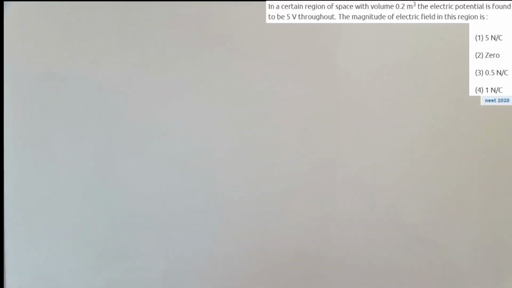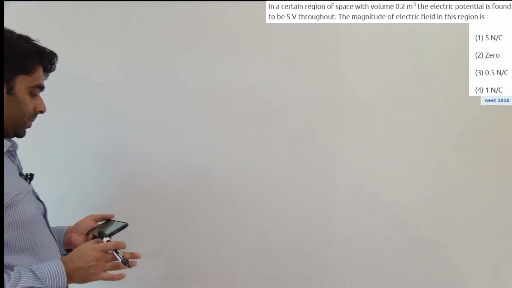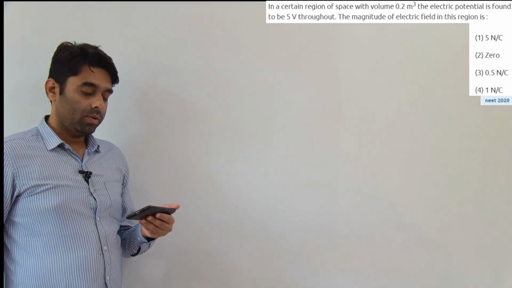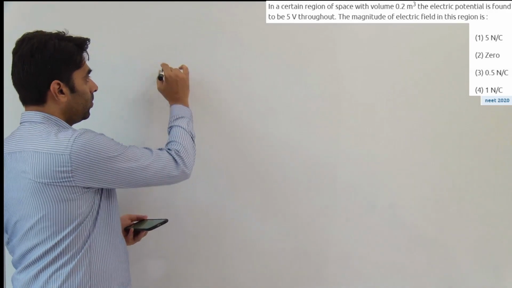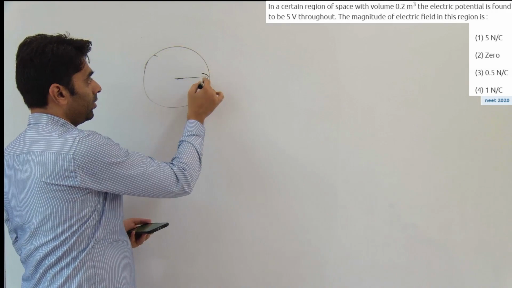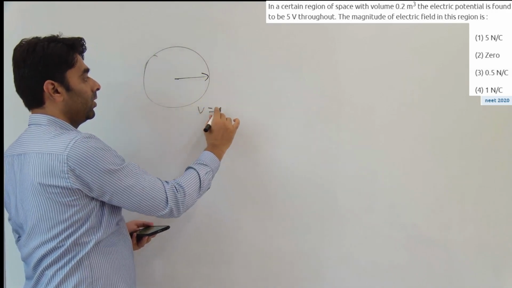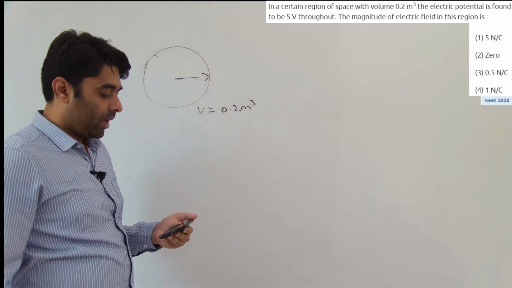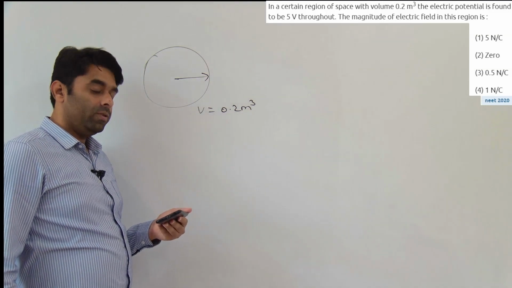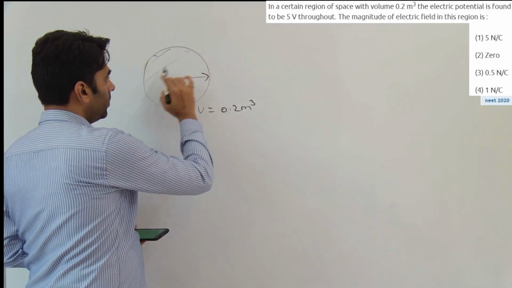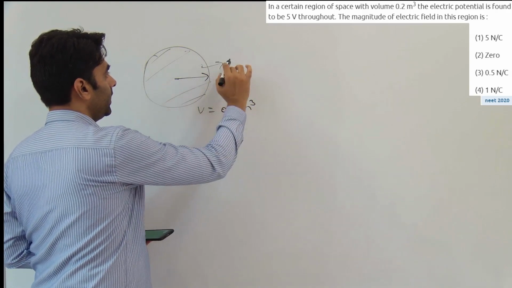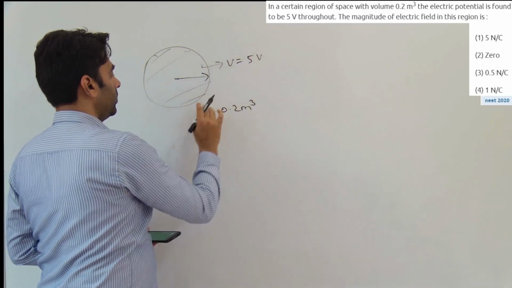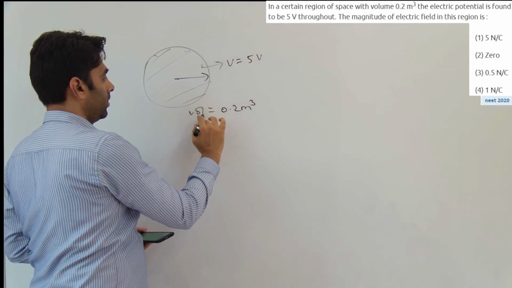Yeah. So the question we have is, in a certain region of space with volume 0.2 meter cube, basically they are talking about some 3D space. The electric potential is found to be 5 volt throughout this volume. The potential is constant and it is 5 volt. This is volume, that is potential.